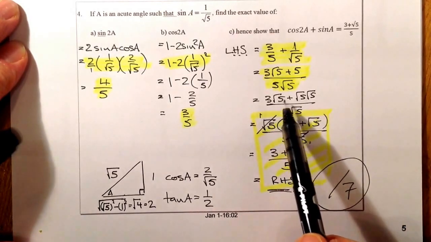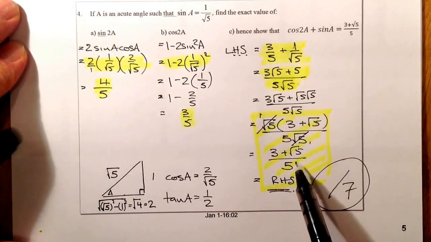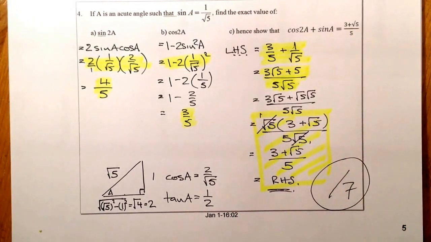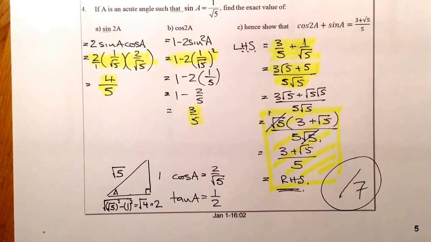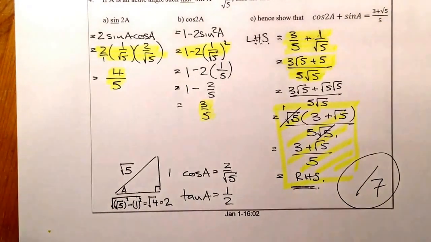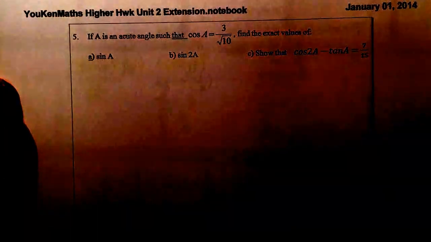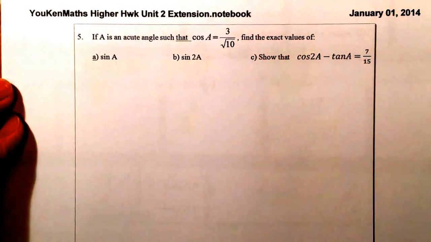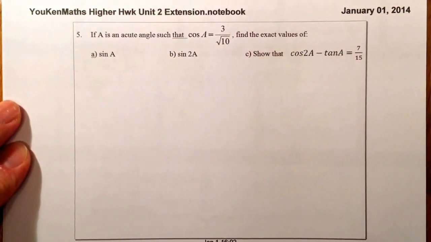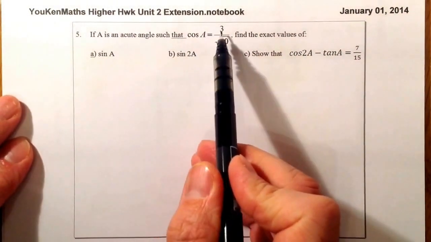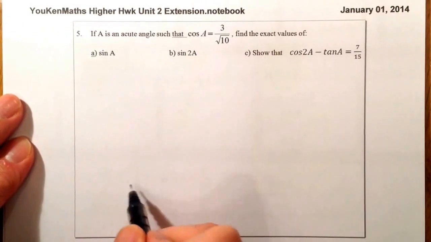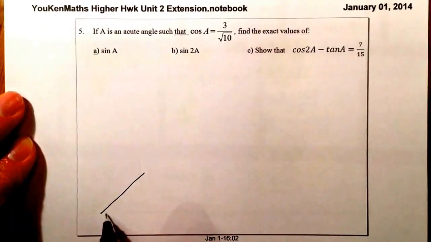So remember, you must show how you get to that answer there. That's the key to this type of question that we're doing. Right, let's go on to question number 5. So question 5. Again, what we're going to do is start by drawing down a right angle triangle. So what I've got is cosine A is equal to 3 over root 10 this time. So let's get a wee triangle down at this side here.